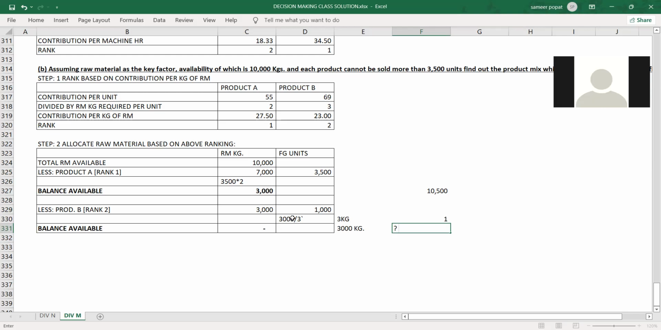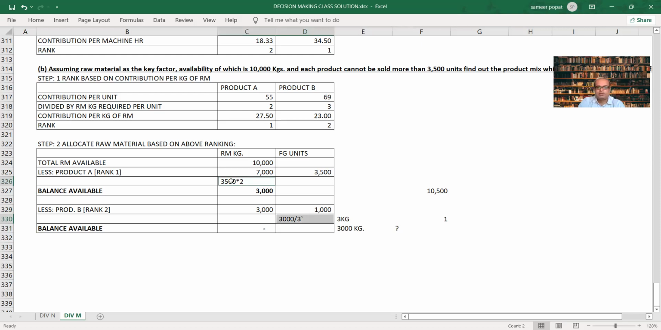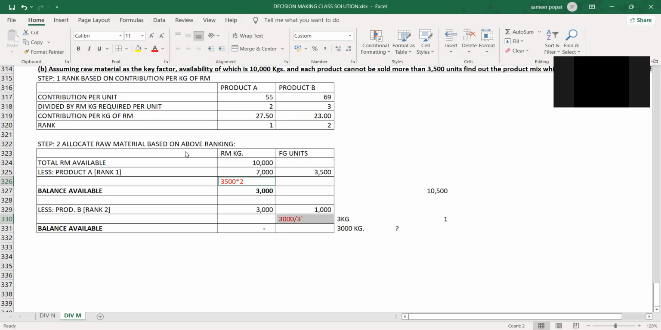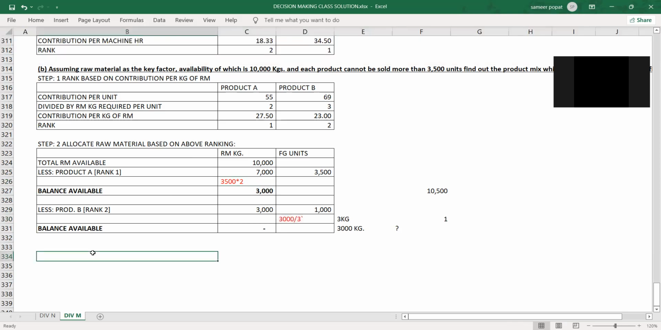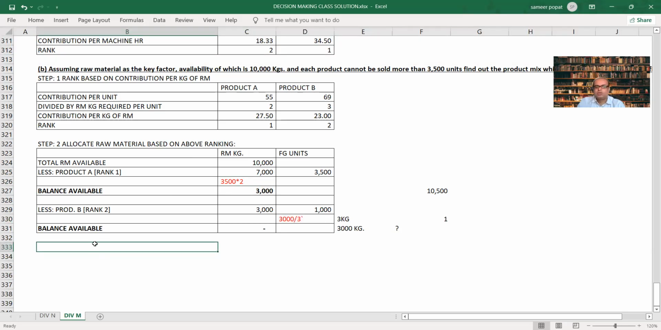Got it? Others, have you got it? Yes, sir. Okay. So this is your step number 2, allocation of raw material based on ranking. Now, the last step is to prepare the profitability statement.